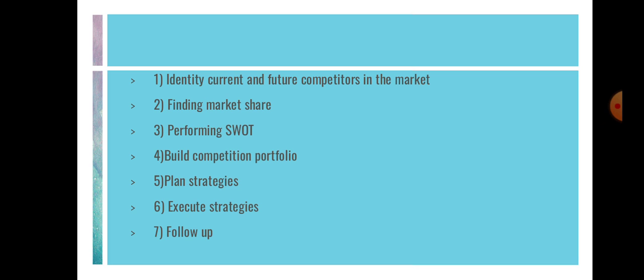Fourth step is build competition portfolio. In this step, a competition portfolio is made. A competition portfolio will have each and every product of your competitors, their features, logistics, tangible features, for example, product qualities, and intangible features, for example, product services, etc. This portfolio needs to be updated from time to time, because if there is any change by the competitor, you have to update the portfolio.